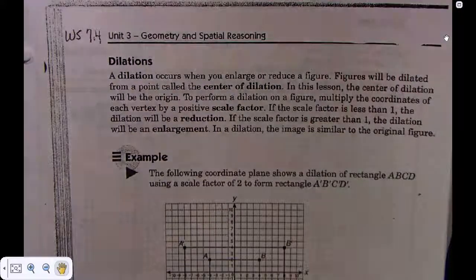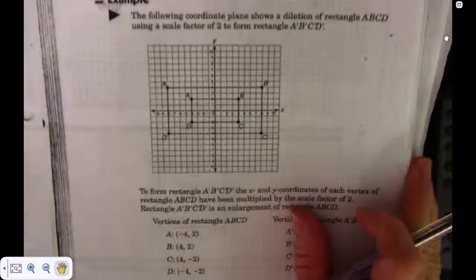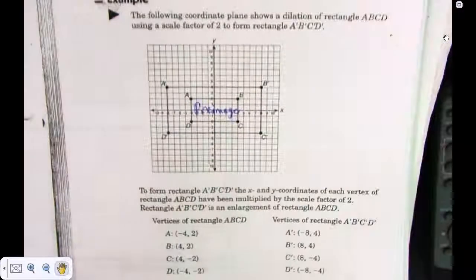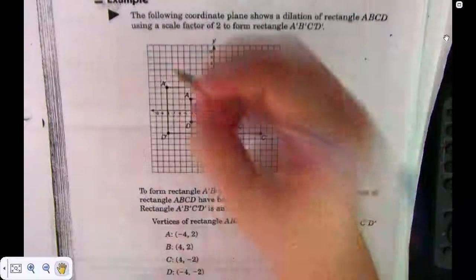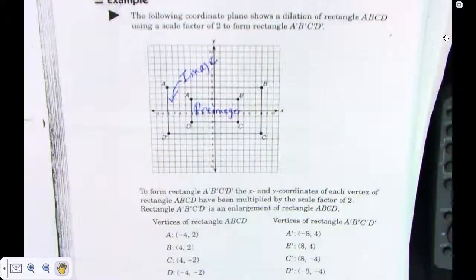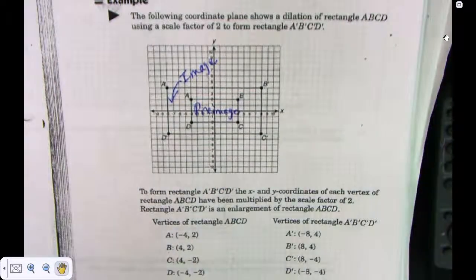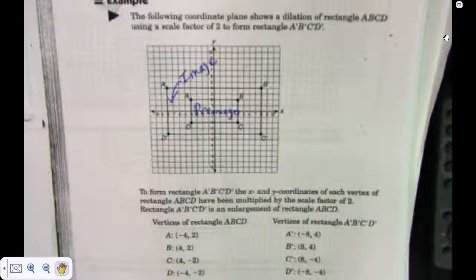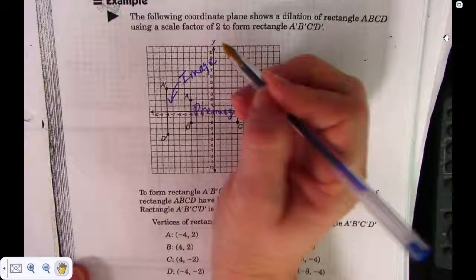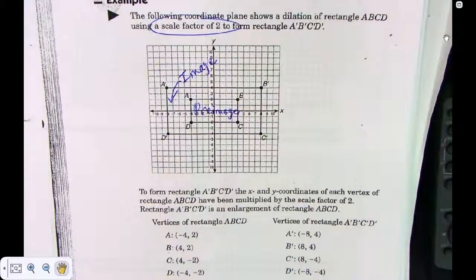Okay? So when you look at this paper right here, which one of these is the pre-image? The little one. It's not always the little one, but it is on this. So that's the pre-image. Hey, and just do an arrow. That's the image. So we've got a pre-image and an image. It tells us, guys, the scale factor is 2.